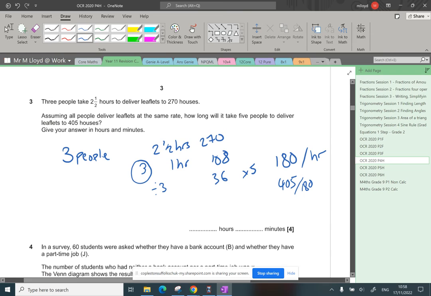Let's work out how long it will take those 5 people. That's 9/4, which is wonderful. So that is going to be 2 1/4, which we can turn into 2 hours and 15 minutes. Quarter of an hour, 15 minutes. Wonderful. Nice question, that.